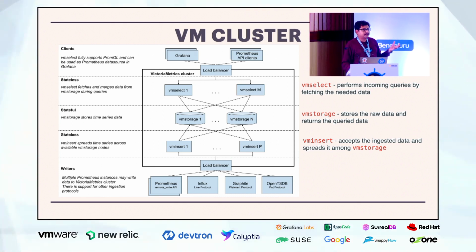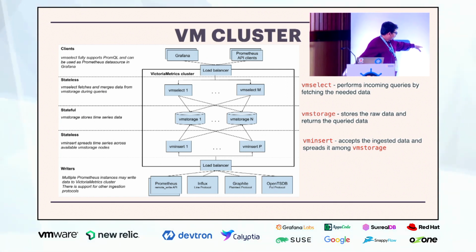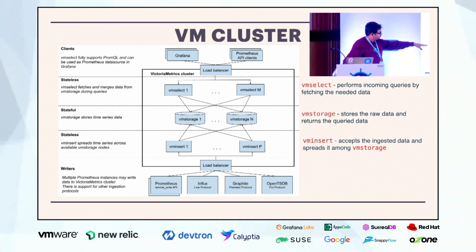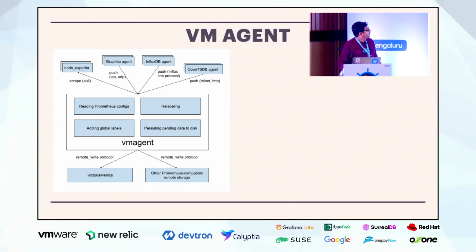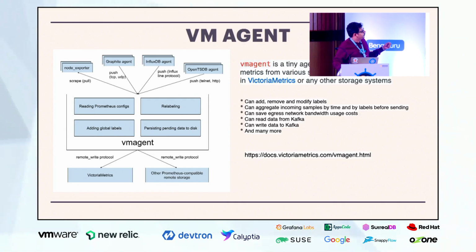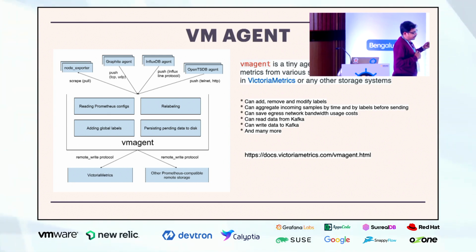Now, who will send the data? That's the main question within this cluster. You can see the writers. Even if you have Prometheus, InfluxDB, Graphite, OpenTSDB, anything, you can simply use Victoria. That's the beauty of it. The main component is VM agent. If you have different clusters, you can simply install this VM agent and it will send your data to Victoria Metrics.